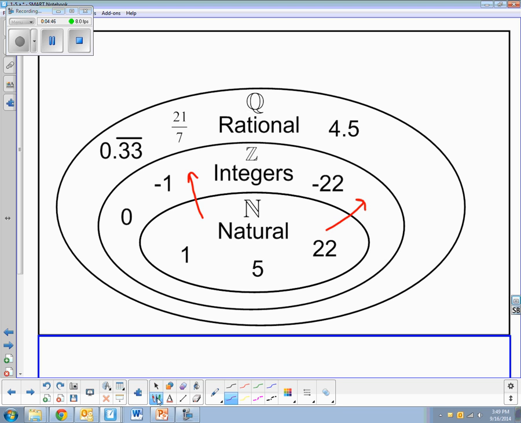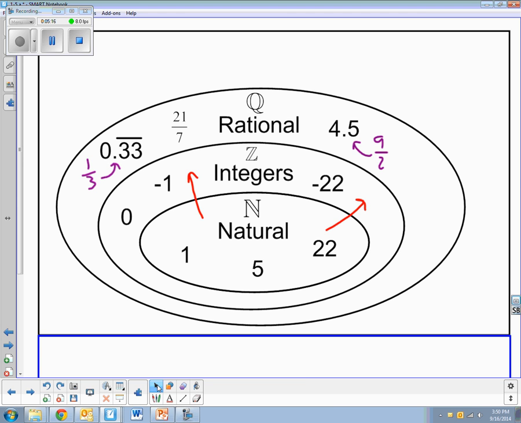Because remember, 1/3 could also be written as 0.333333333333 forever, repeating. And so if it can be written as a fraction, it's a rational number. 4.5 can be written as a fraction as 9 halves, and 21 sevenths is a fraction. So a rational number is any number that can be written as a fraction or a decimal that stops or repeats.